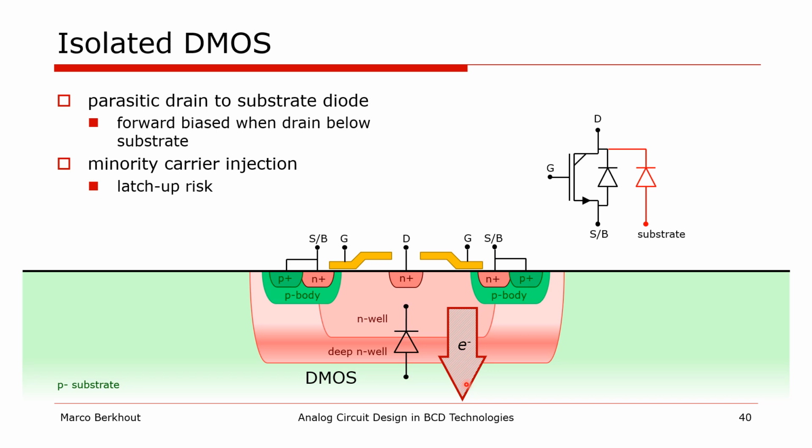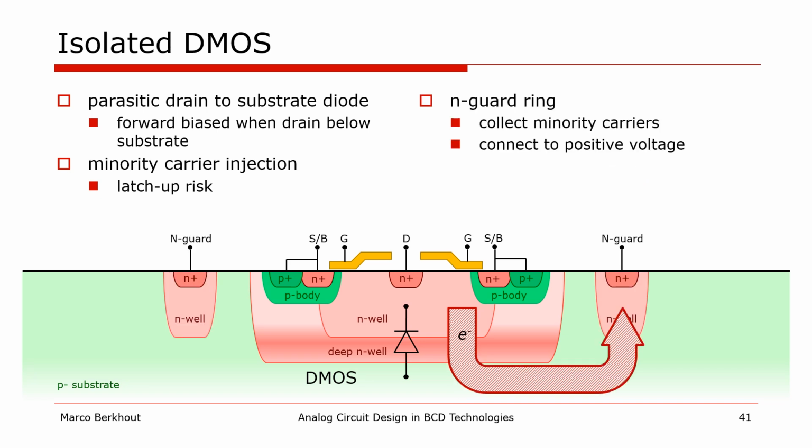Electrons are minority carriers in a p-type substrate, and they can trigger latch-up if they surface in other parts of the circuit. To avoid this, DMOS devices are usually surrounded by N-type guard rings that aim to collect the injected electrons. This collection mechanism is made more effective if the guard ring is connected to a positive voltage.